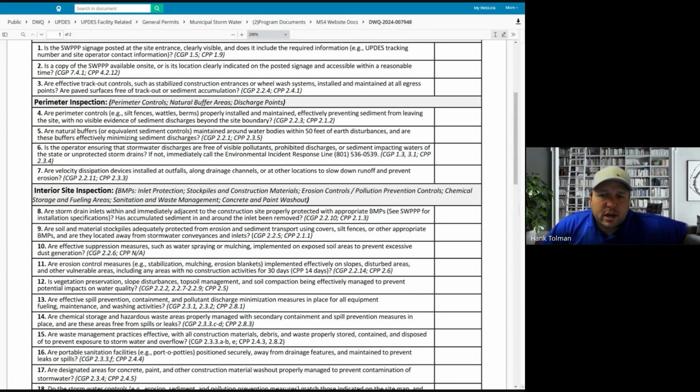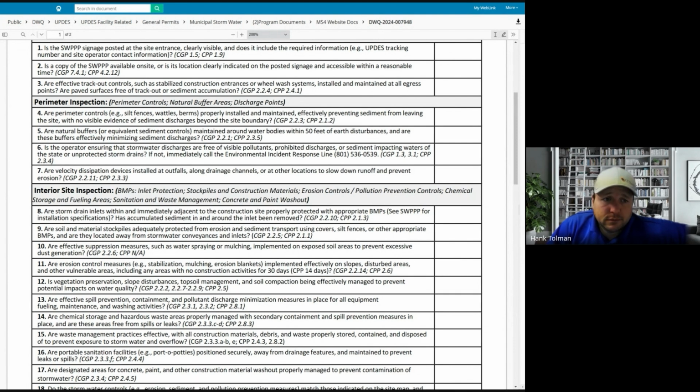Now, a lot of times drainage channels include stuff like curbs and gutters, right? Curbs and gutters are a fabricated drainage channel. They're designed to force stormwater to go into the gutter and flow down the gutter. Do we need velocity dissipation devices in gutters?